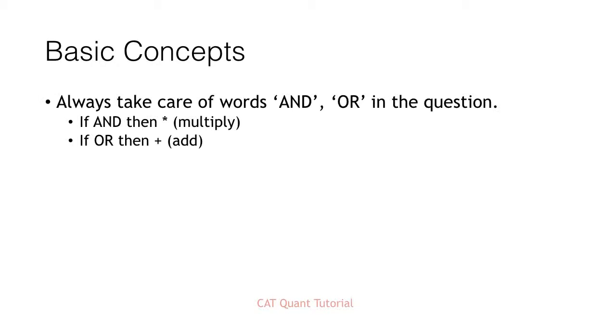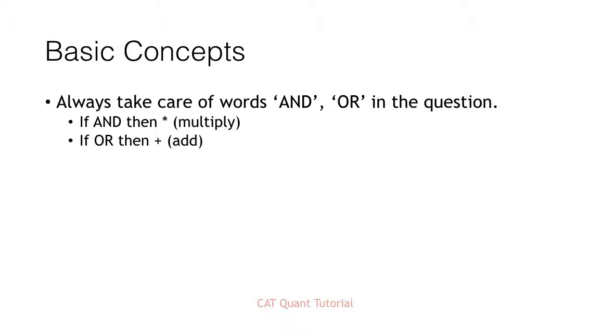Before moving on to permutation as a concept, I would like to give you the basic understanding of how to solve any of these problems just by looking at the question. Always take care of the words AND and OR in the question. If they are not explicitly mentioned, try to derive the meaning of the question by transforming it into your native language, or try to understand what exactly the question is saying. If the question is asking for an AND sort of a thing, you need to multiply. If it's asking for an OR, then you need to add.